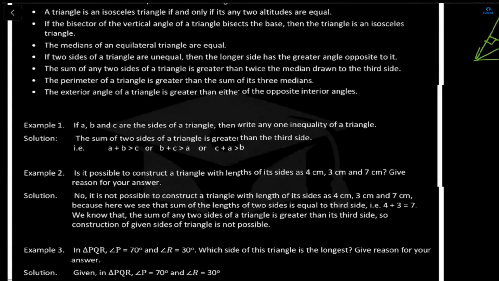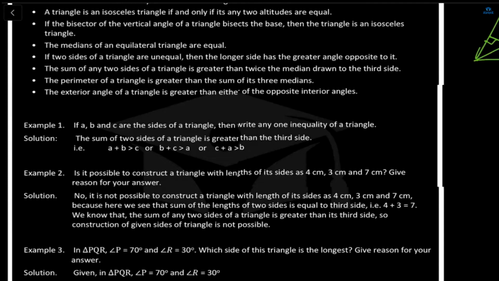Now, question number 1, just a theory question. If A, B, and C are the sides of a triangle, then write any one inequality of a triangle. We have seen the inequality with the sides: the sum of two sides of a triangle is greater than the third side. So A plus B is greater than C, B plus C is greater than A, or C plus A is greater than B.